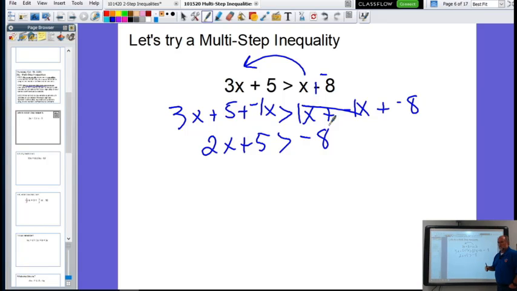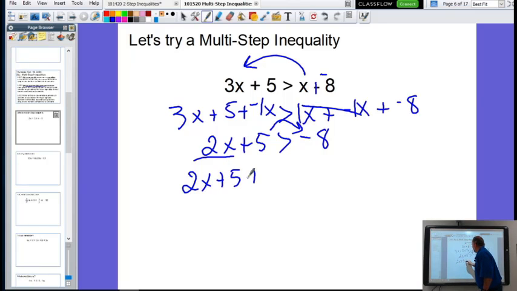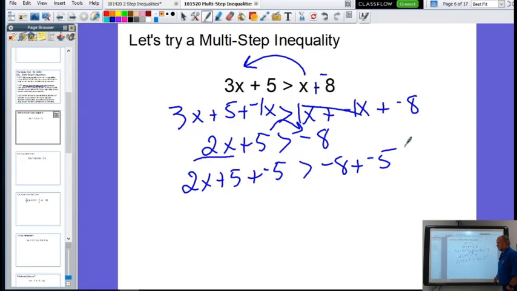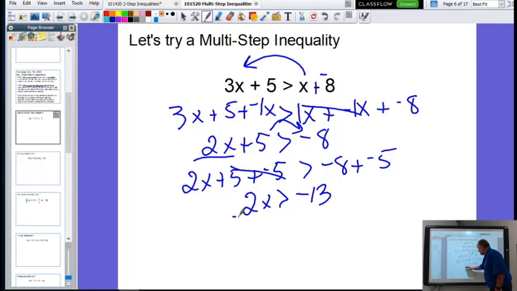Now at this point, where I only have a single coefficient, I can determine, is my inequality going to flip? In this particular case, since it is positive, my inequality is not going to flip. So now for the rest of the problem, I just work it like normal. Now I move the 5 over to the other side. So 2x plus 5 plus negative 5 is greater than negative 8 plus negative 5. So my 5's go away, and I'm left with 2x is greater than, and negative 8 and negative 5 make negative 13. Then I divide by 2, and I end up with x is greater than.